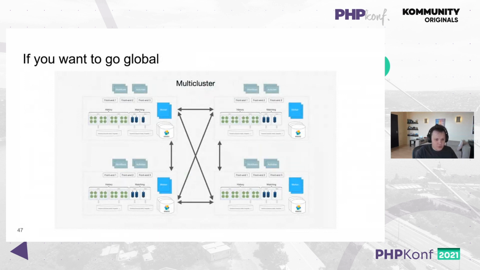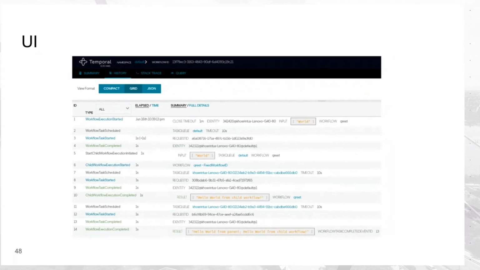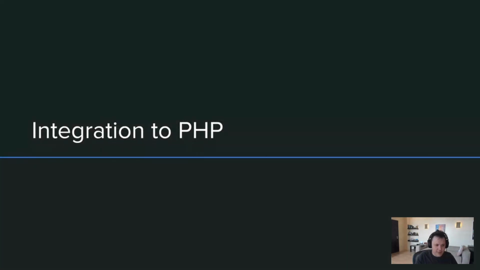If you want to go global, which I personally don't, you can set up multi-cluster. It probably won't be that easy, but you can consult with the Temporal team on how to do that. In addition to that, they also provide a nice UI, which allows you to view the internal history of the workflow and understand what happened. For example, the task timed out, which caused this error, which caused that error, and so on. Okay, so that's the Temporal engine, and let's view what we can do with PHP.